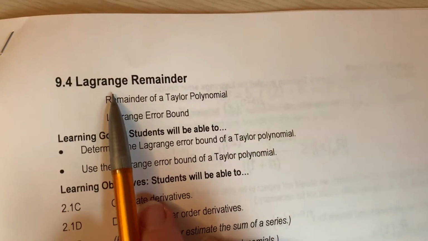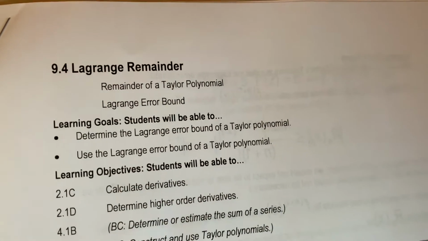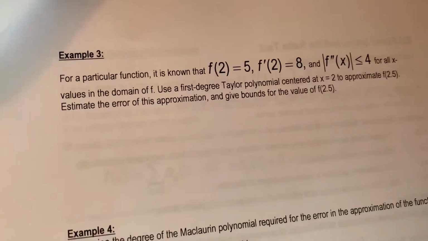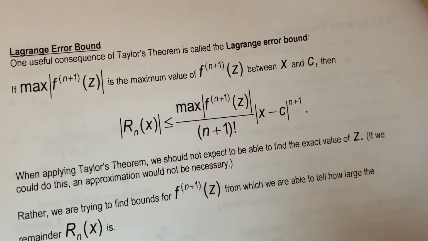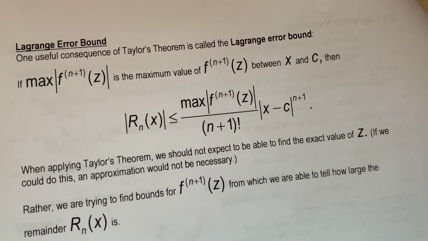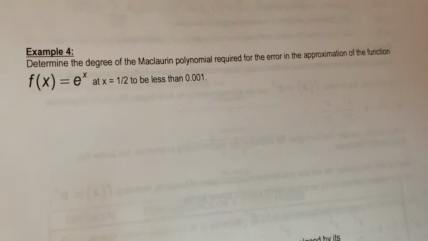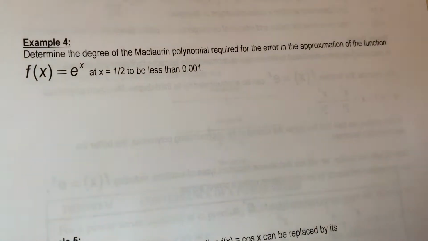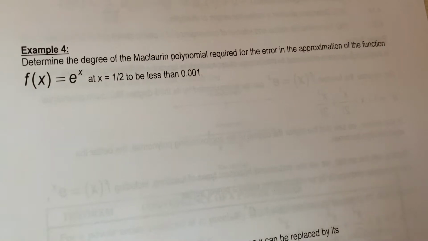I'm going to do examples 4 and 5 in section 9.4, the Lagrange remainder section. You're going to want to keep these formulas in mind while we're doing these problems, and I'll probably write them anyway, but I believe on Jason Nagato's website, examples 4 and 5 were not on there, so we'll look at those on here.